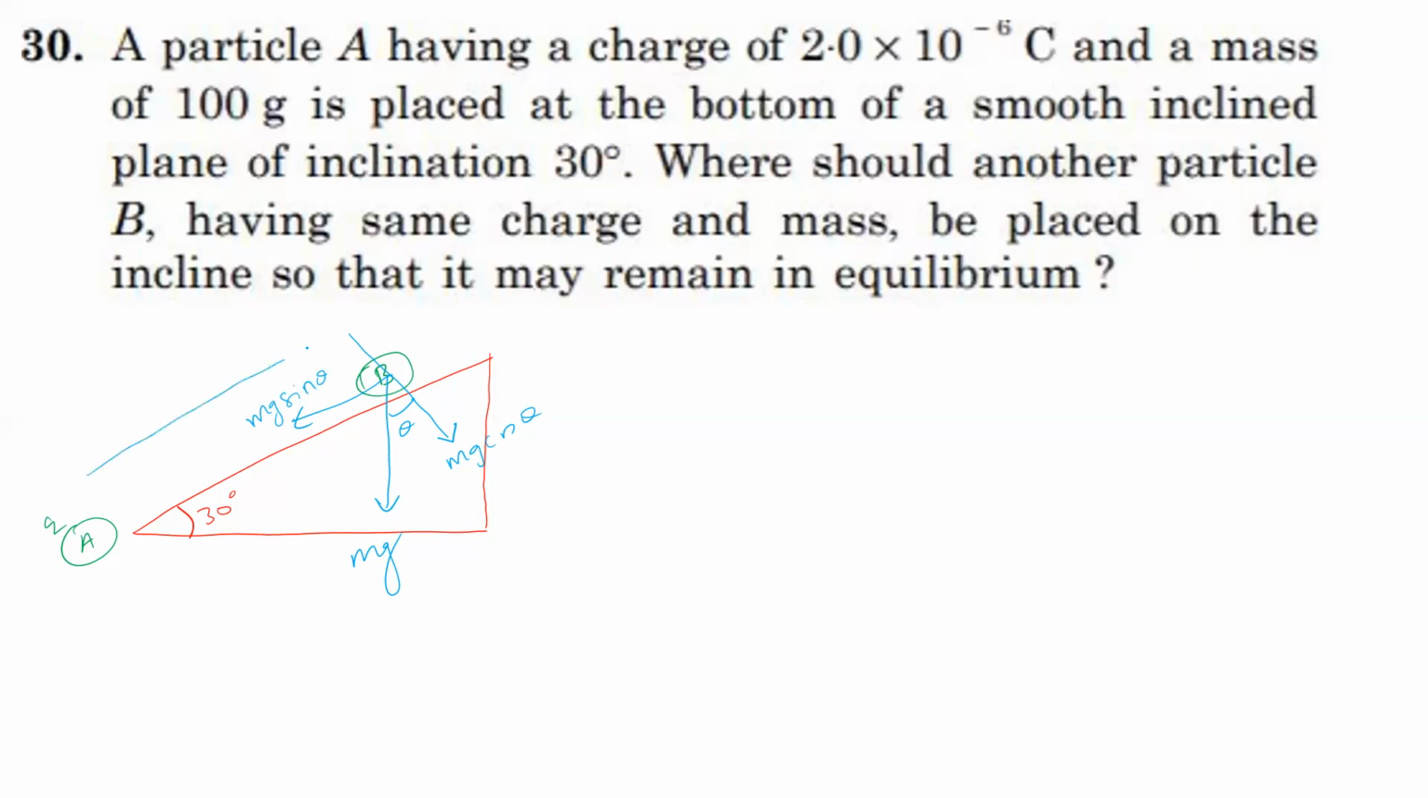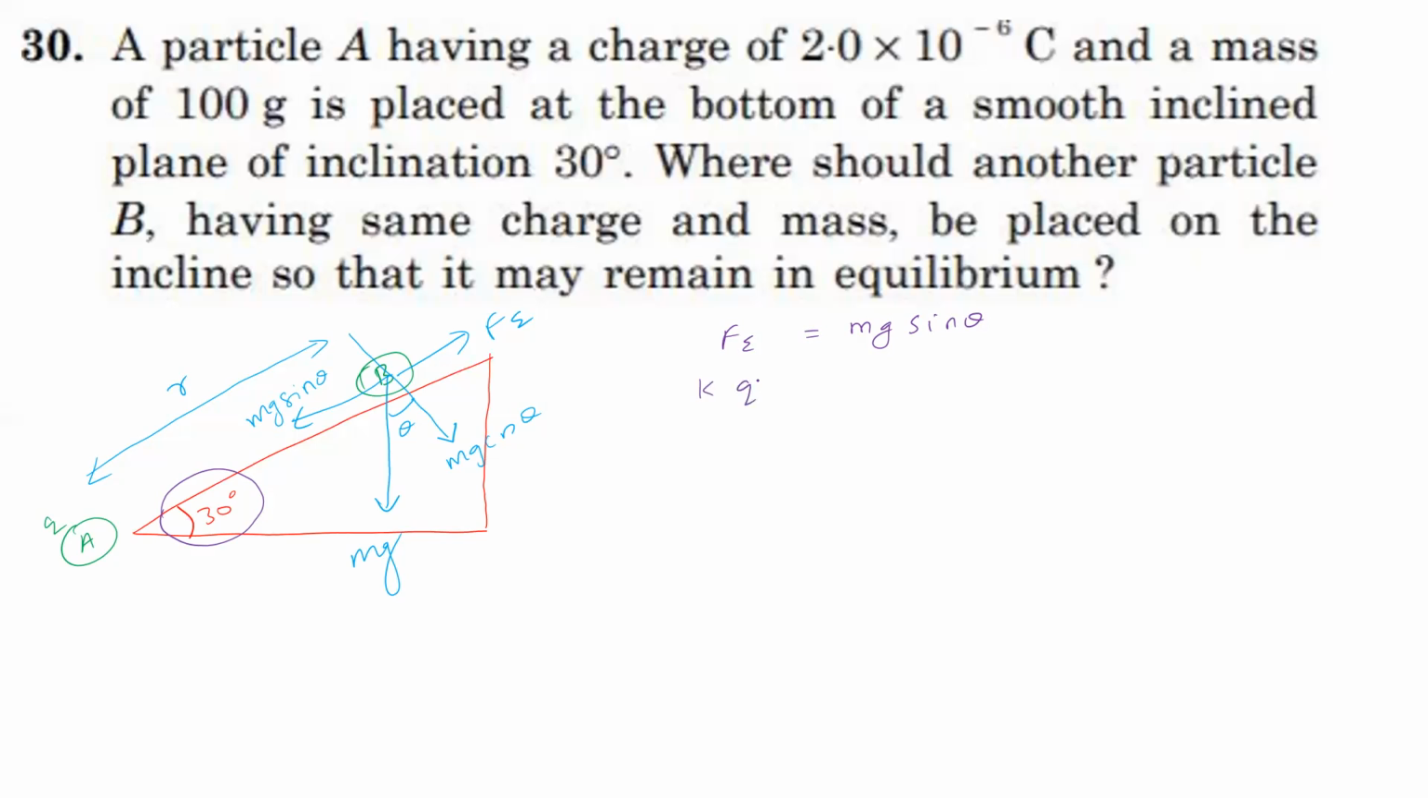Let us assume the distance between these two charges A and B as r. Now, since these two charges are like charges, a repulsion force will be acting. The electrostatic force is a repulsive force. This electrostatic force should balance the mg sin theta, so that charge B will be in equilibrium. So let us take the condition that electrostatic force is equal to mg sin theta. Here theta is 30 degree. Electrostatic force we know is K Q1 Q2 by R square.